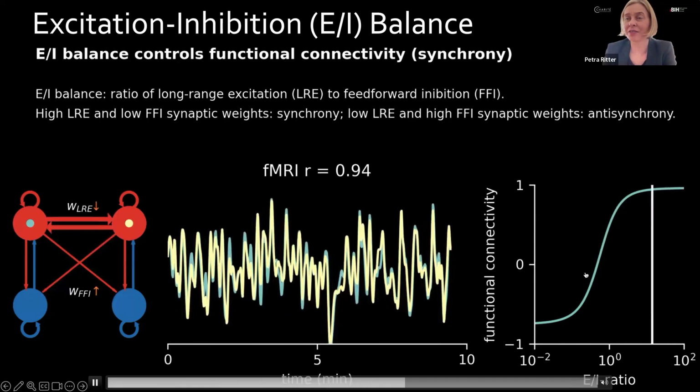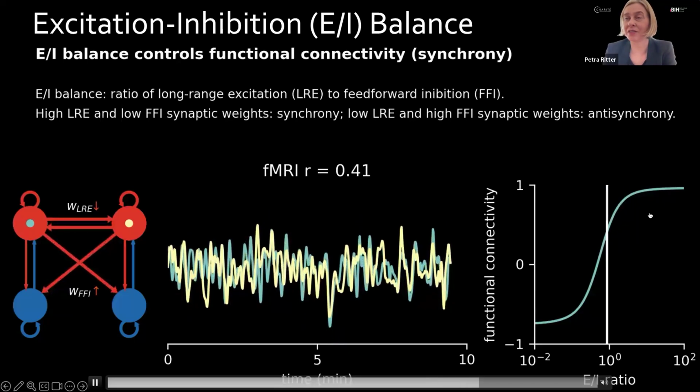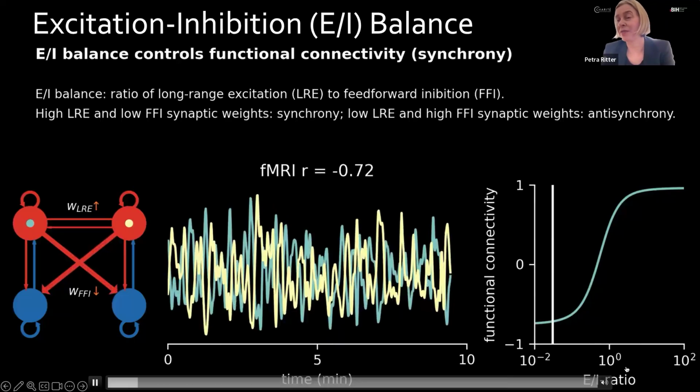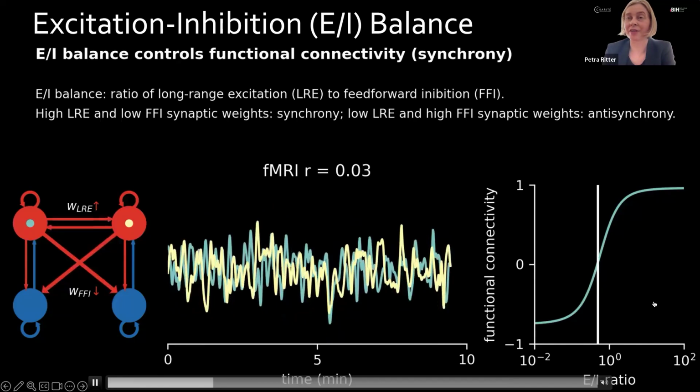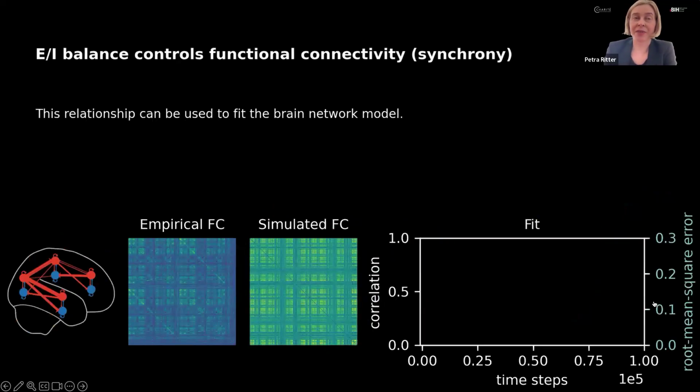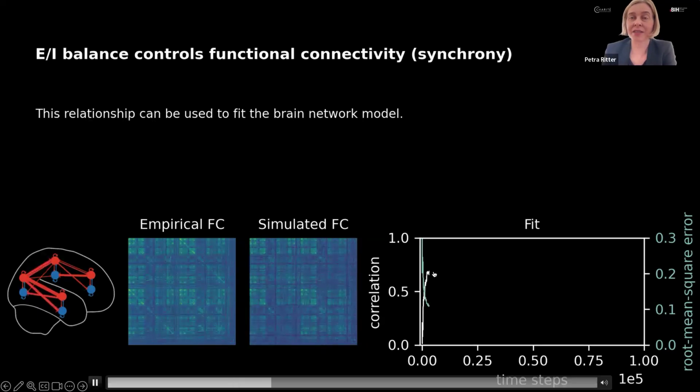So anti-synchronicity, no synchronicity, and synchronicity. And this can be systematically varied by the excitation inhibition ratio. And this was a nice insight, actually. And Michael Schörner now used this mechanism and the learning rule to systematically, as you can see here, change the excitation inhibition ratio between all the regions.